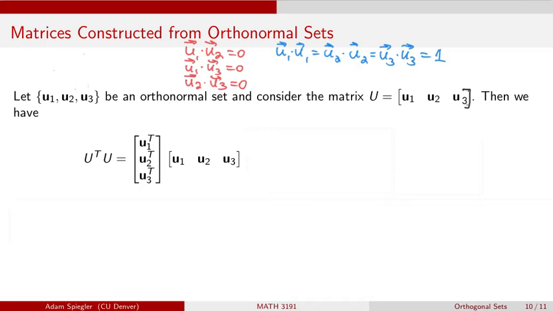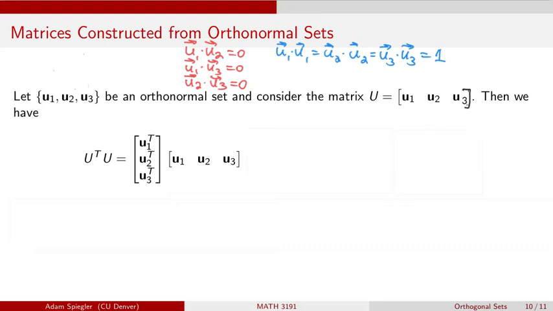So taking the transpose of matrix U would tell me that the first row of that matrix is U1 transpose. So I'm taking this column vector and rewriting it now as the first row of U transpose. And then the second row is going to be the second column vector transposed. And the third row of this matrix is going to be the transpose of the third column of matrix U.